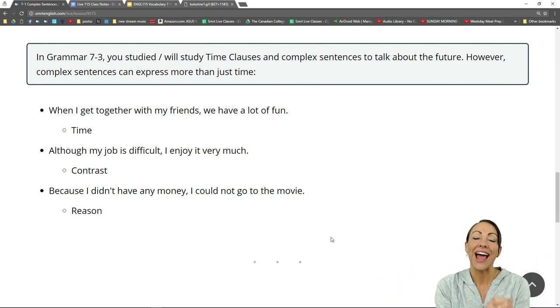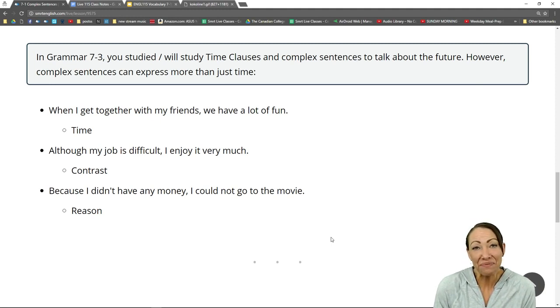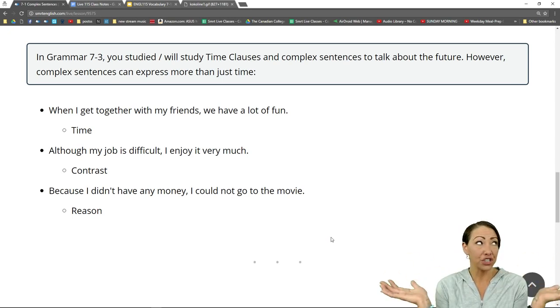So complex sentences can show more than just time. Let's look at our examples. "When I get together with my friends, we have a lot of fun." That does show time, what happens in the time that friends are together. What happens during that time? They have a lot of fun. But it's not only time. Complex sentences can also show contrast, how one thing is different from something else, or how two things do not fit together.